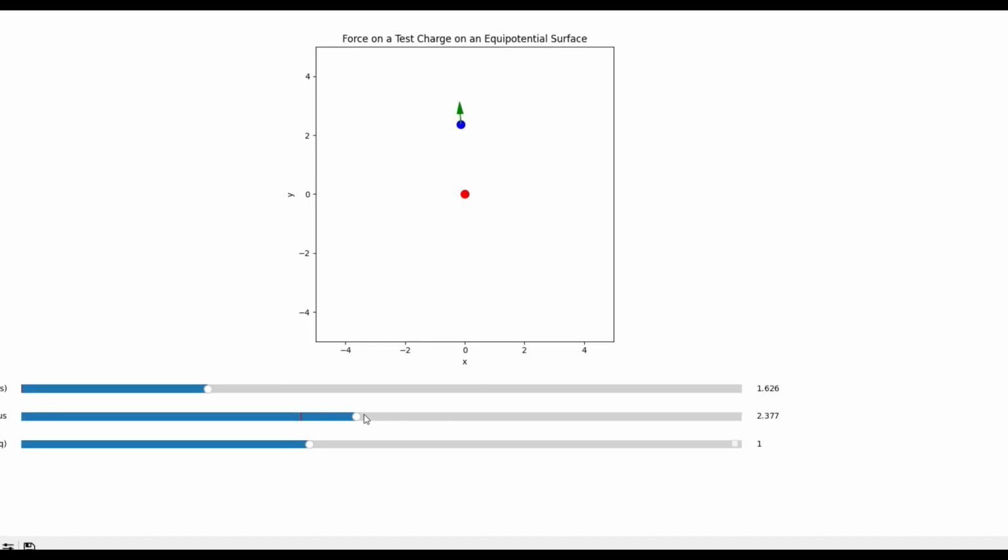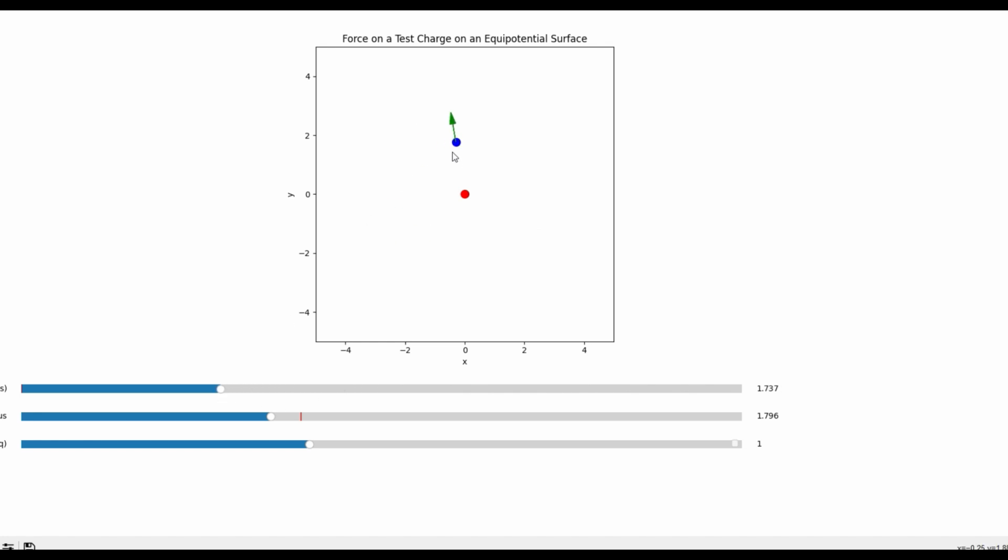Now, we are looking at a test charge and a source charge, right? Source charge and test charge. Now let it go round the source charge. So what is happening? What is changing and what is fixed? Of course, the position is changing. The direction of force will be changing, right? You can see the direction of force will be changing. What else?